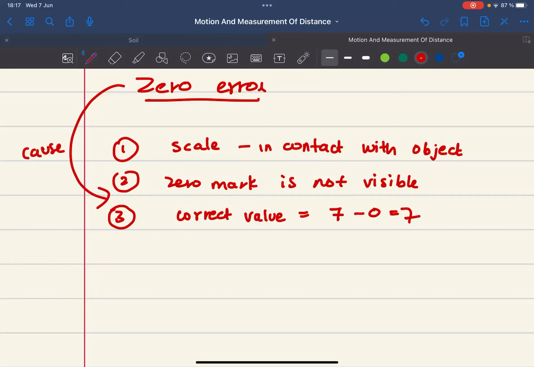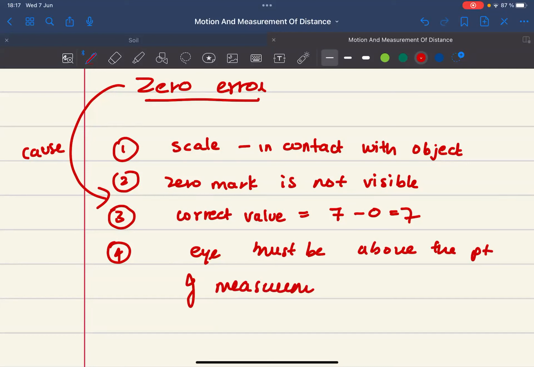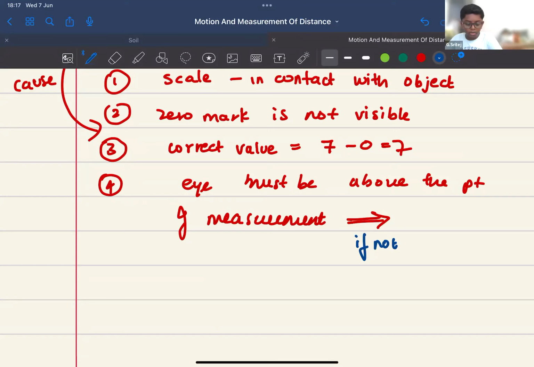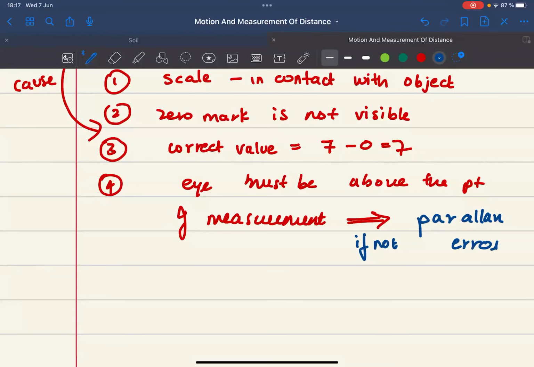So while measuring, where must the eye be placed? Above the point of measurement. If the eye is not above the measurement point, what error will it lead to? Parallax error. Why I'm taking this portion again is because it is very important. Now let us see what parallax error is.